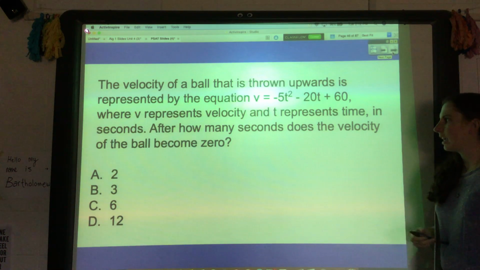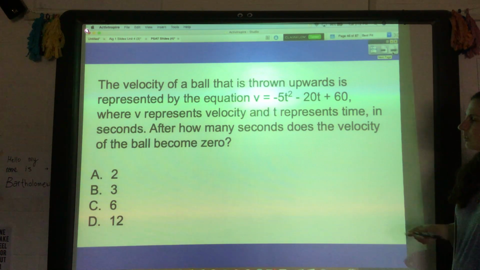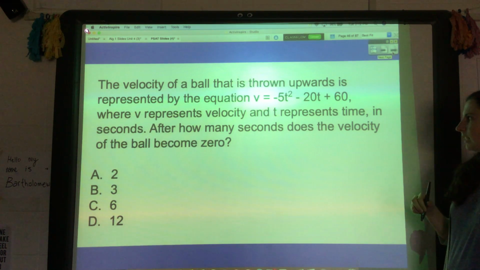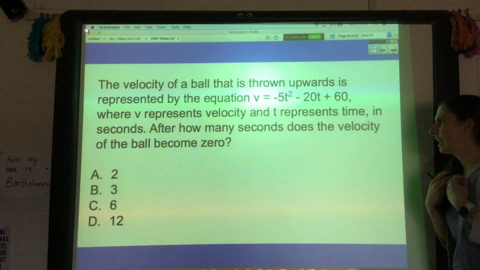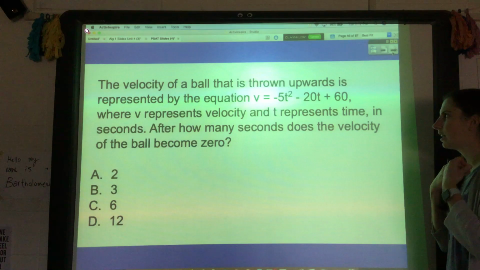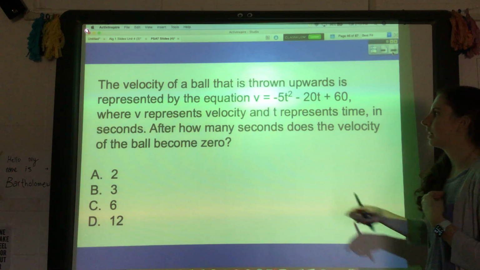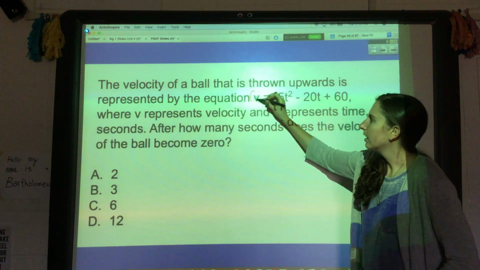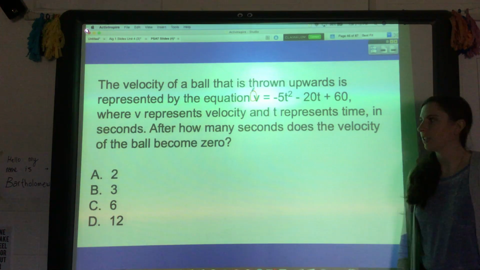All right, so let's try another one like this. You've got a velocity of a ball thrown upwards, represented by this equation. V is velocity, t is time, in seconds. After how many seconds does the velocity become 0? So once again, I want velocity to be 0, so I want this to be 0. I'm going to need to solve this equation.